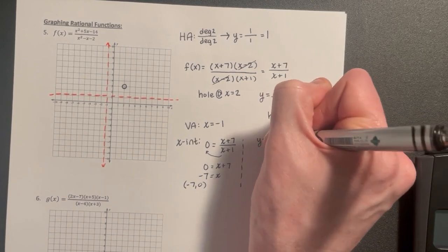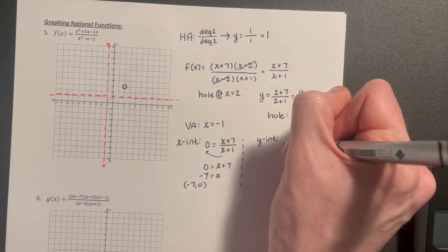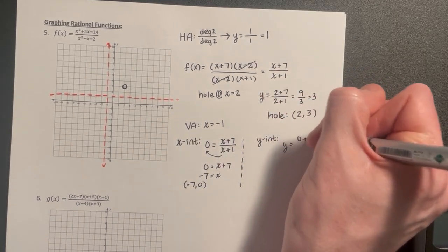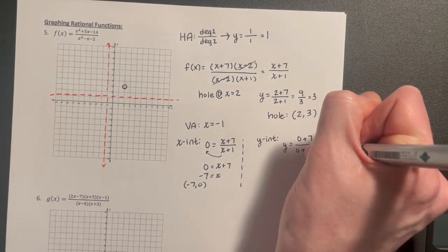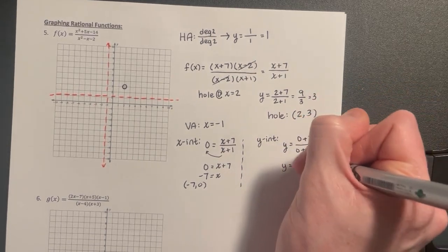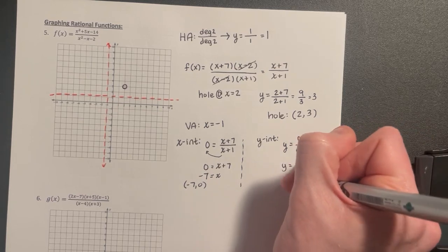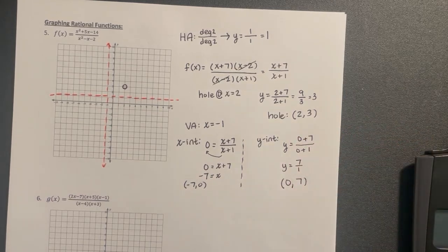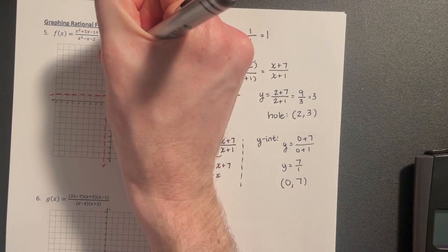And then we'll look at our y-intercept. The y-intercept is the value of y when x is 0, which just makes this 7 over 1, so I have a y-intercept at 0, 7. I'm going to plot both of those points.